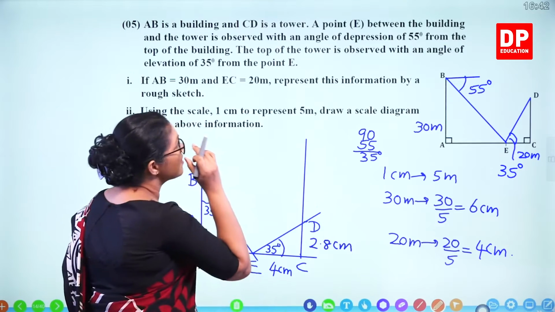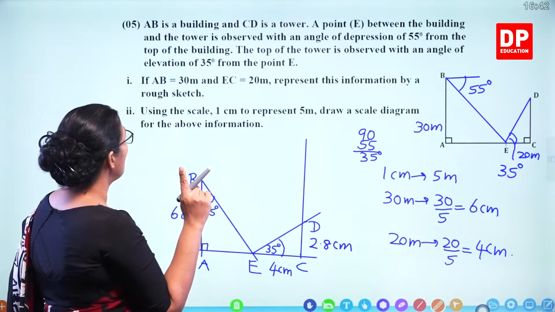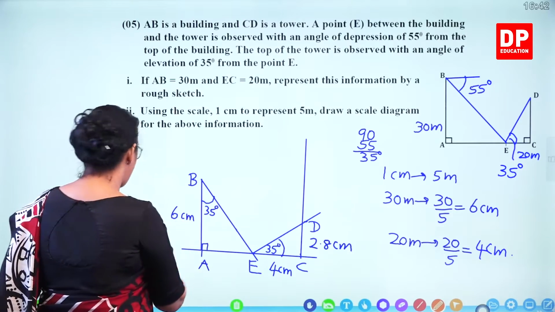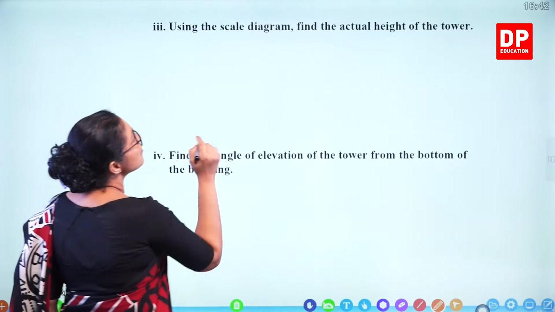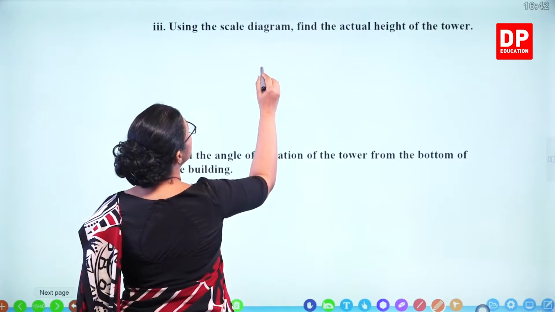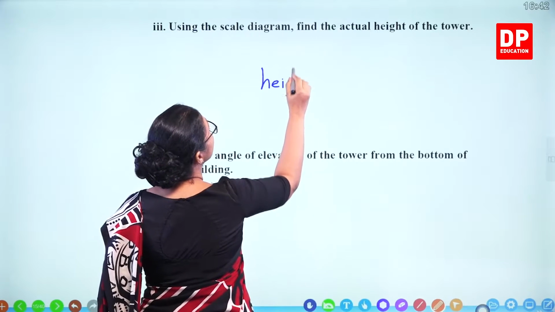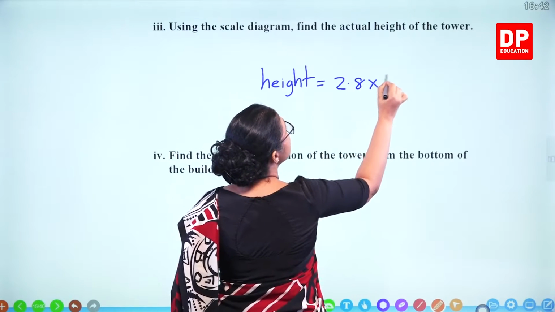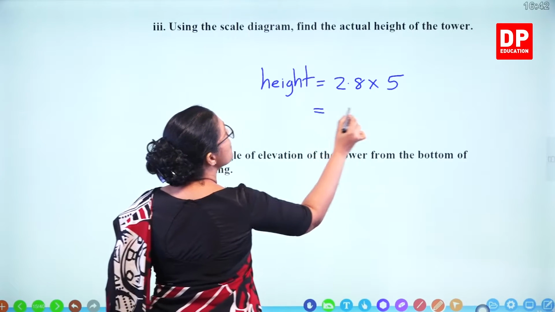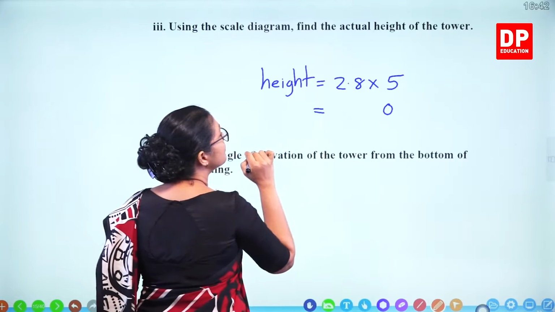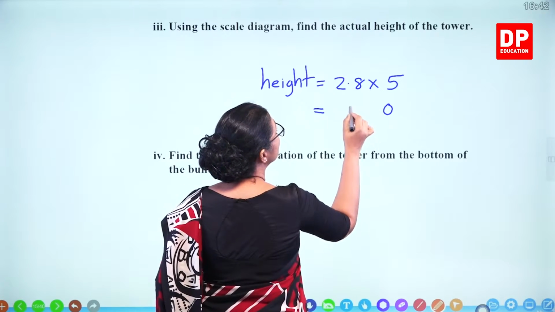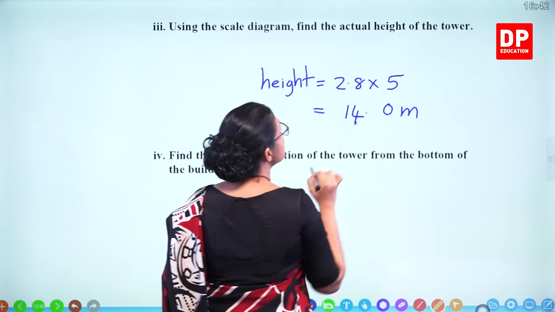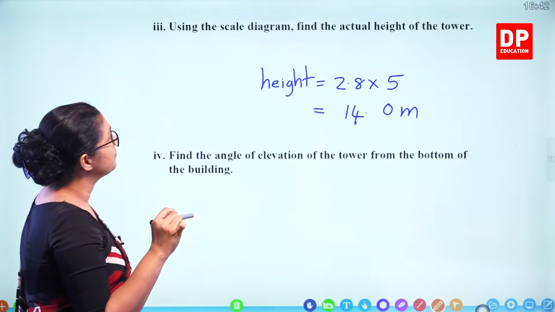That's centimeters, but they want the actual length, so you need to multiply by 5. So actual height of the tower, 2.8 multiplied by 5, 14 meters is the height of the tower.